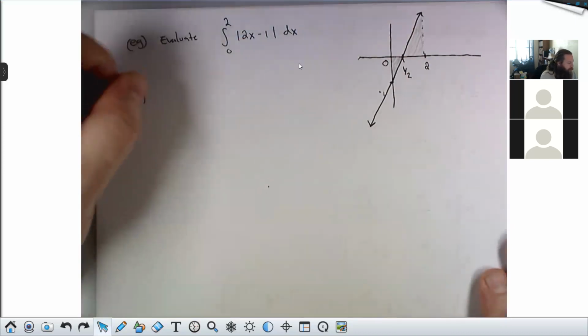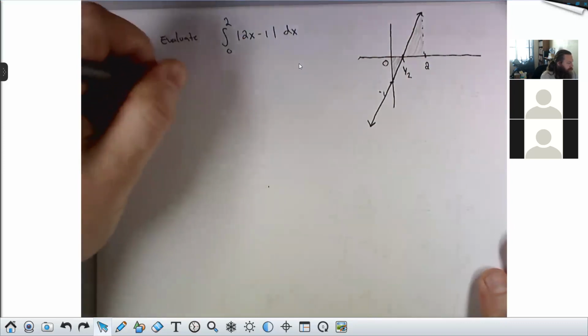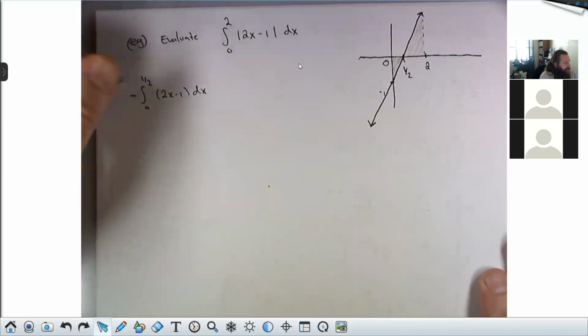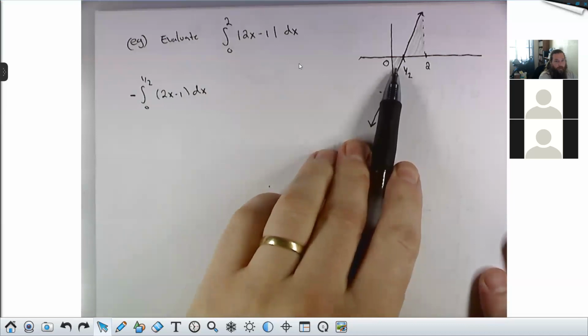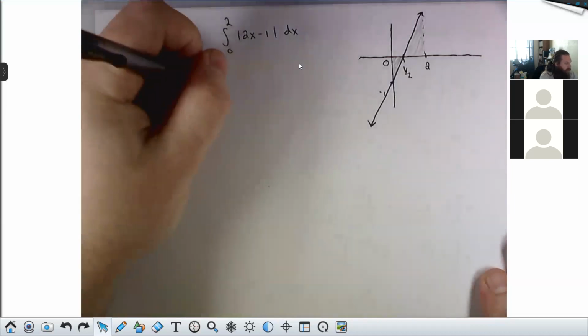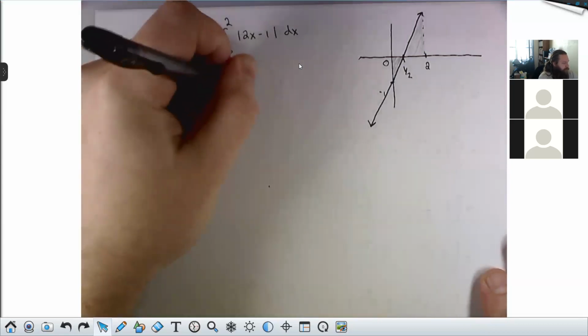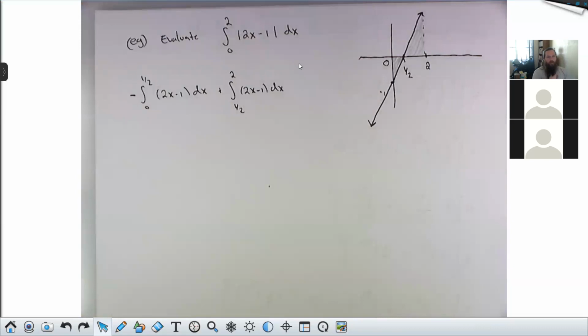I would take the integral from 0 to 1/2 of 2x minus 1 and negate it, because this would be measured as negative, and if I slap another negative on that, that will make it positive. And then I add to that the integral from 1/2 to 2 of 2x minus 1 dx. And I don't need any sort of negatives there because that region is already positive. The function is positive from 1/2 to 2.